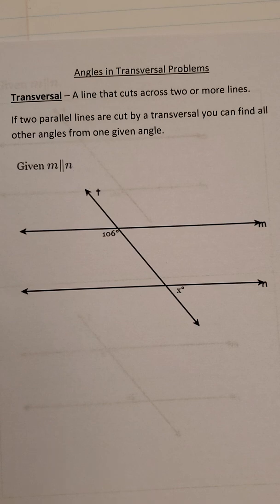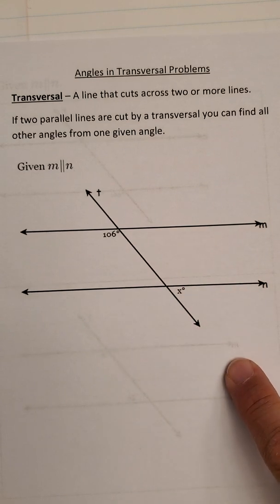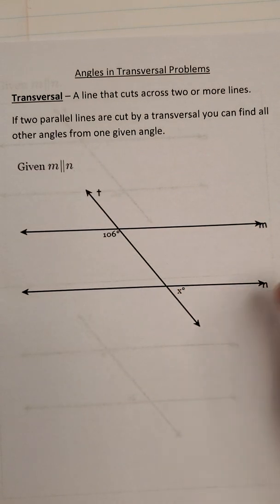So the first thing we need to know is, what is a transversal? A transversal is a line that cuts across two or more lines. A lot of times in geometry you'll see two parallel lines and a transversal. So this line right here that cuts through these two is called a transversal. In geometry, you're going to learn about the names of all these kinds of angles, but we're not going to right here. We're just going to learn the concept of when a transversal crosses two parallel lines.